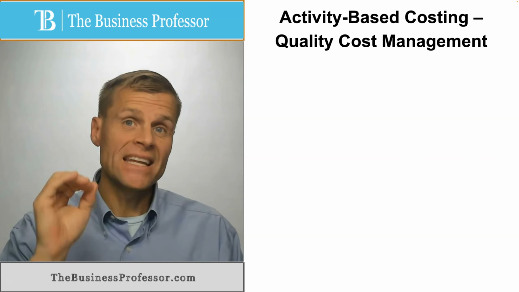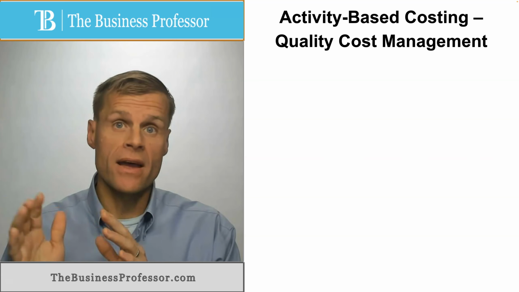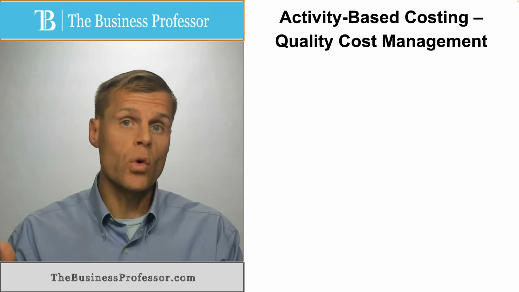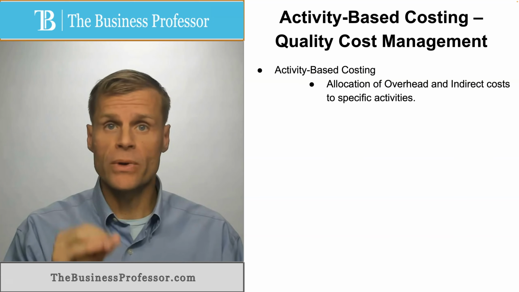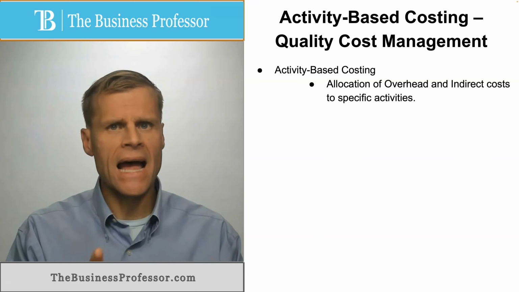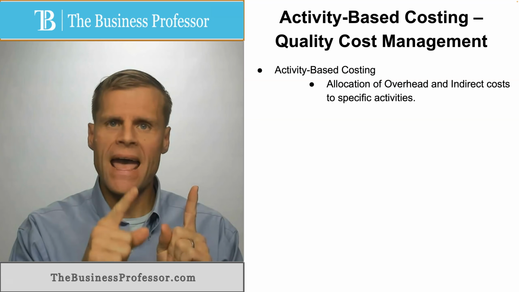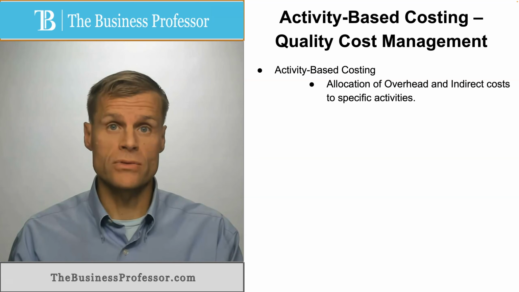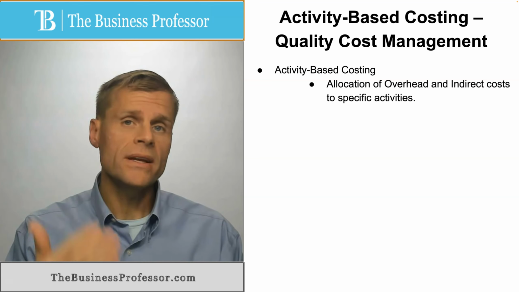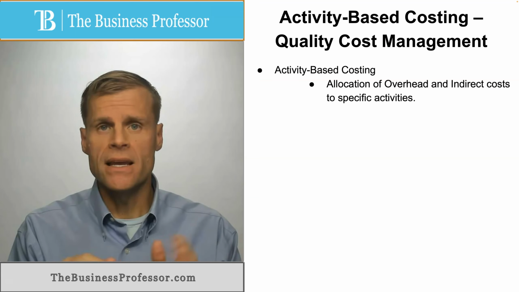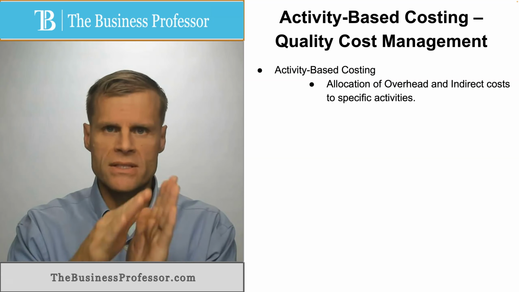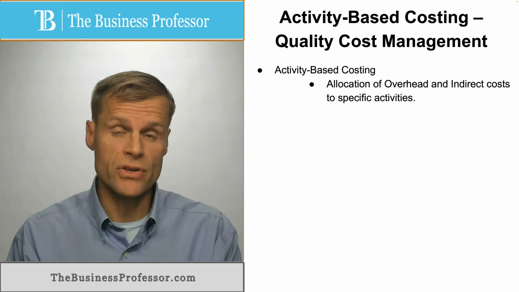What is activity-based costing and how does that relate to cost of quality management? Well, to start with, activity-based costing is the allocation of costs to the specific identified activities that give rise to those costs. And when we're talking in terms of costs, it's very easy to identify the direct costs that go into the production of a product or service, right?